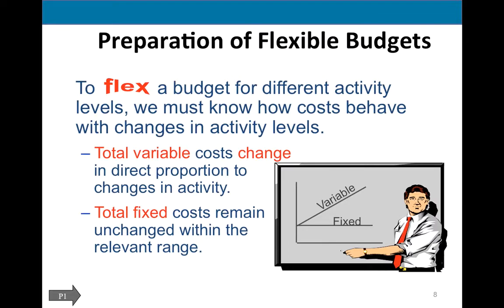The way we're going to prepare a flexible budget will be in the contribution margin format. We will separate variable costs from fixed costs because, if you recall chapters 5 and 6, my total variable costs will change in direct proportion to changes in volume, right? The more units I produce, the more variable cost we will incur. But the total fixed cost will remain unchanged within the relevant range, so it makes sense to separate them.